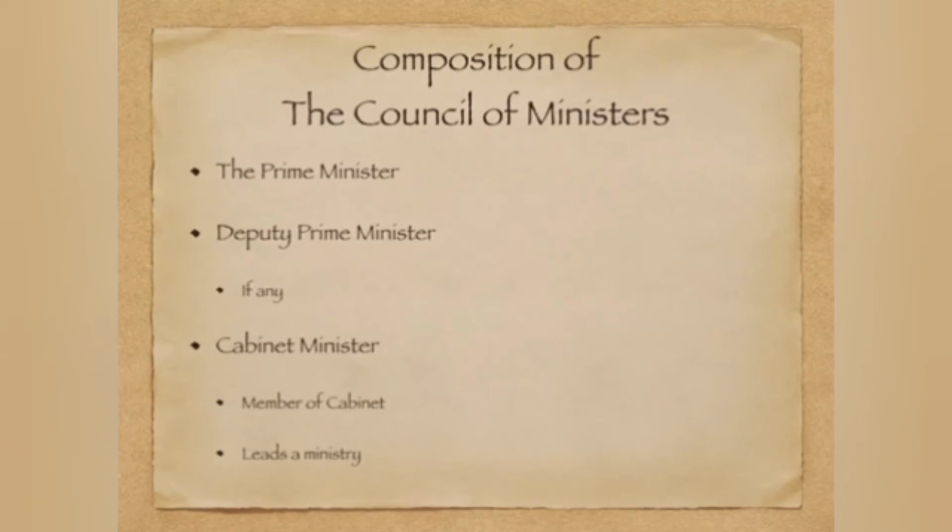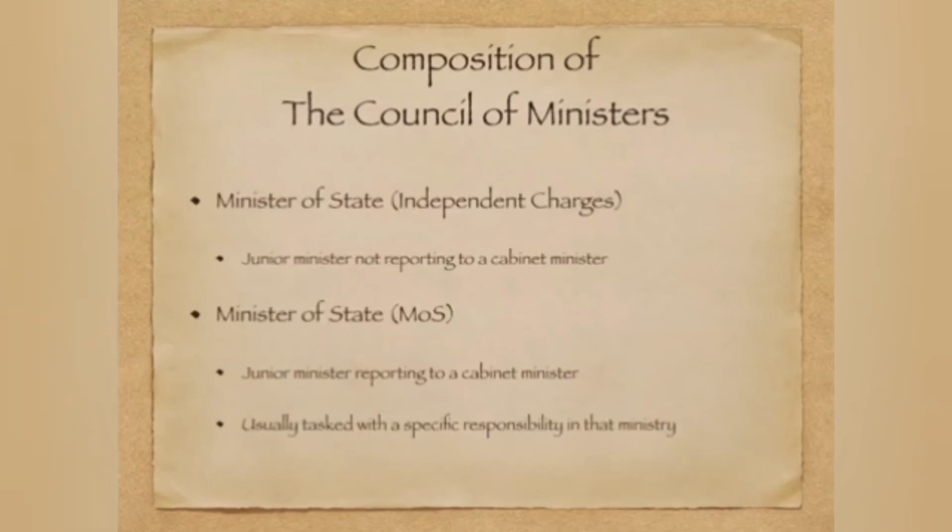The constitution does not prescribe any qualification for holding the office of a minister. It only says that a minister must be a member of either house of the parliament. If a non-member is made a minister, he must get a seat in either of the houses of the parliament within 6 months. Otherwise, he will cease to be a minister at the expiry of 6 months.